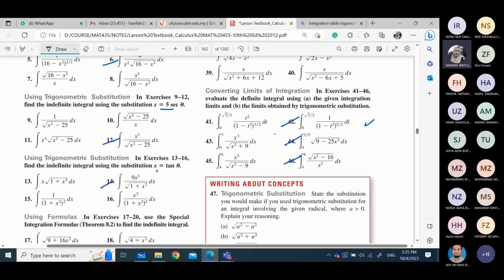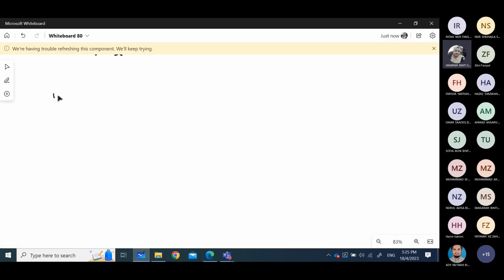So 14 is about x equals tangent theta. Substitute tangent theta into x. So the question here is the integral of 9x to the power of 3 over square root 1 plus x to the power of 2 with respect to x. Okay, so we solve for this one. Number 14, we have the integral of 9x to the power of 3 over square root 1 plus x power of 2 dx. Okay, so our x is tangent theta.